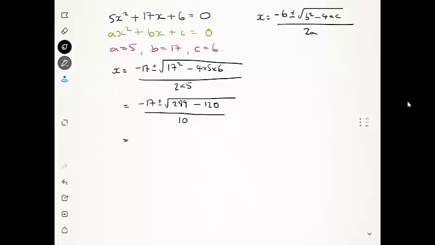The only thing I'm going to do here is that 289 minus 120, which I think is 169, all over 10, and I happen to know that the square root of 169 is just 13. I'm still all over 10. And now I can do the plus or minus bit. Now I can split this out into my 2 solutions. So minus 17 plus 13 is minus 4, and minus 17 minus 13 is minus 30. And so to simplify those 2 answers down, I've got minus 2/5 and I've got minus 3.